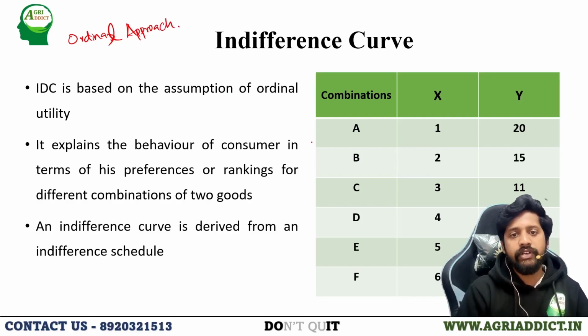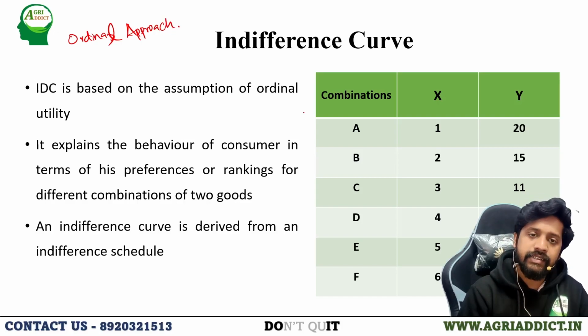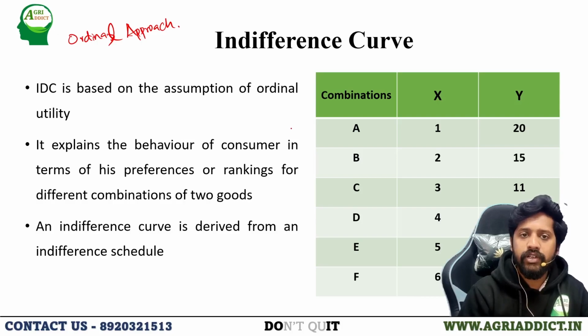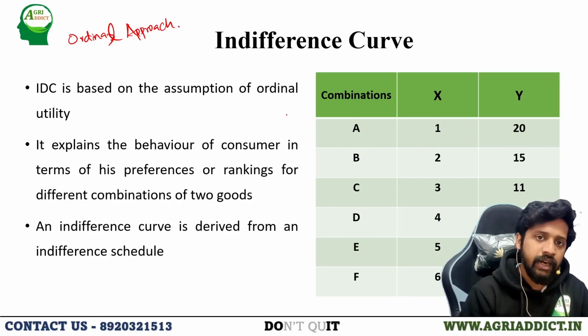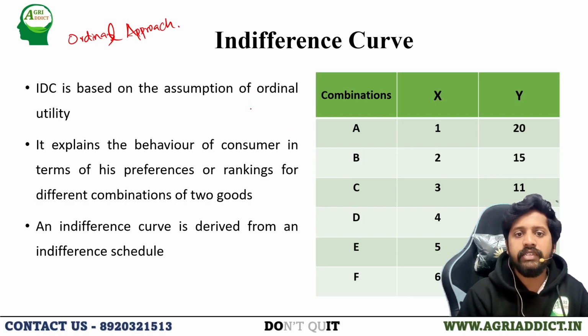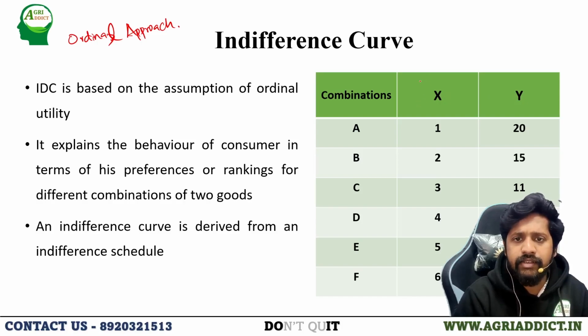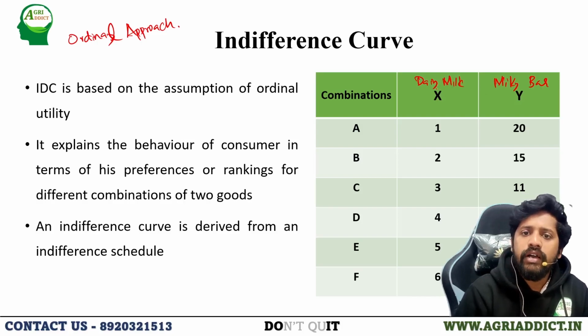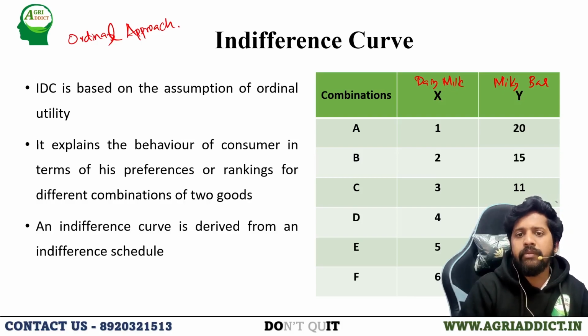So what is an indifference curve? As we have already discussed, the marginal utility could be measured in terms of utility or in terms of money in the cardinal approach, but in the ordinal approach we are just assigning preferences over different combinations. Suppose this is x and y. Say x is Dairy Milk and y is Milky Bar, right?